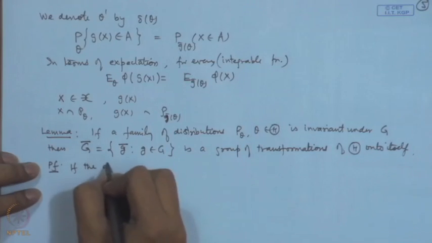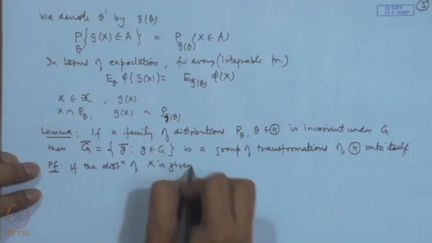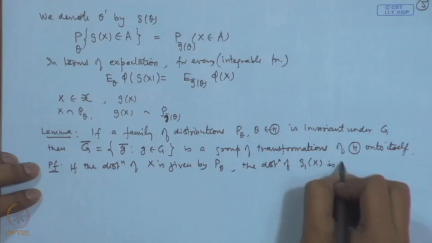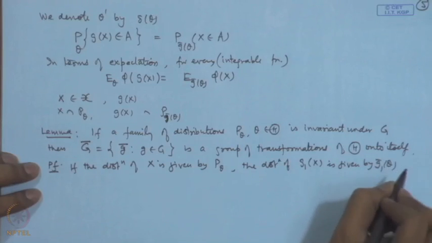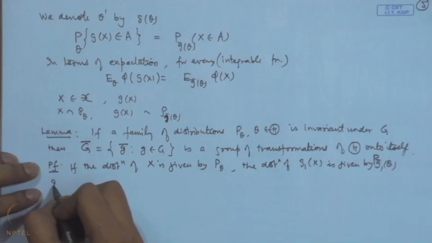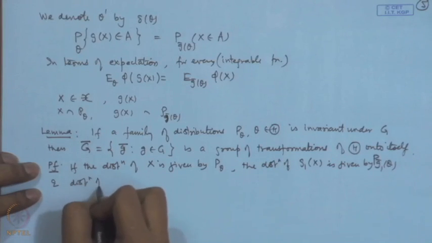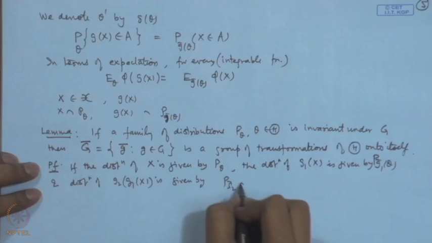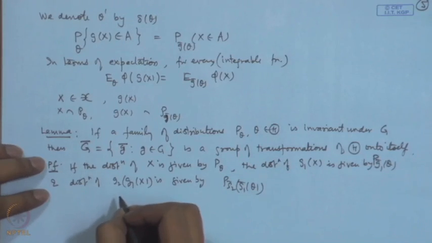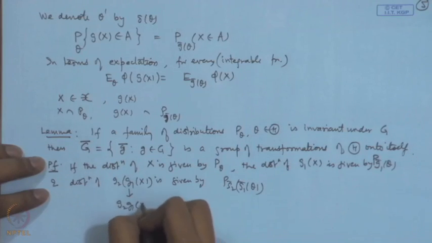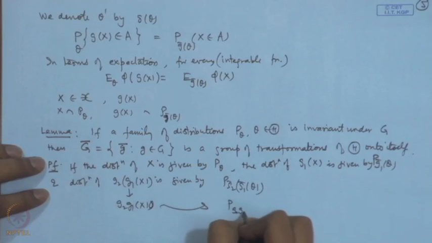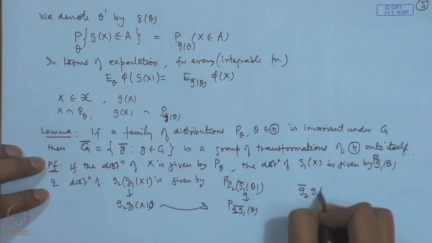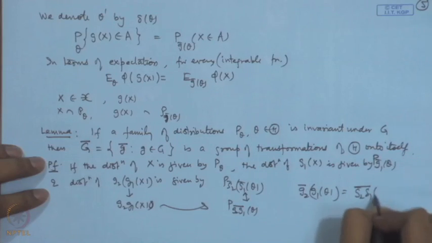So, if the distribution of x is given by p theta, the distribution of g 1 x is given by p of g 1 bar theta, and the distribution of, say, g 2 of g 1 x is given by p of g 2 bar g 1 bar theta. But this is equal to g 2 of g 1 of x, and this distribution is given by p of g 2 g 1 bar theta. So, these two should be same, because of the uniqueness you are getting that g 2 bar g 1 bar theta is equal to g 2 g 1 bar theta.